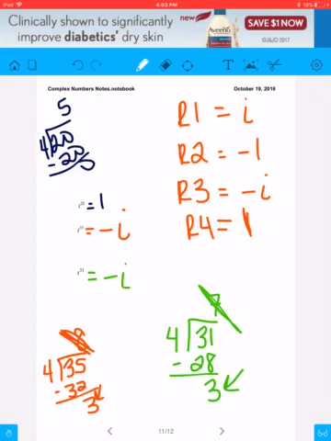And that is it for our complex number section.